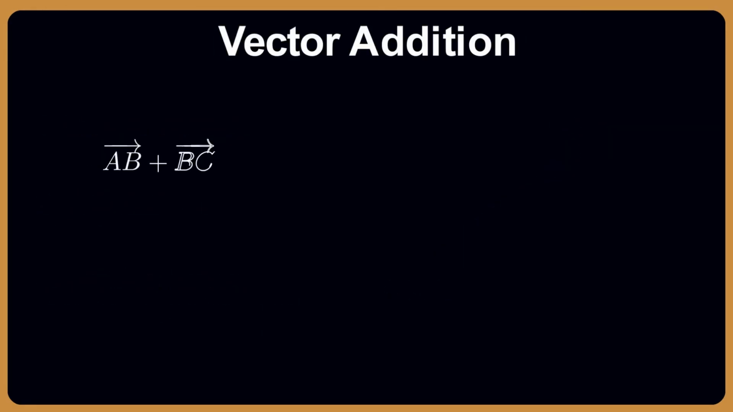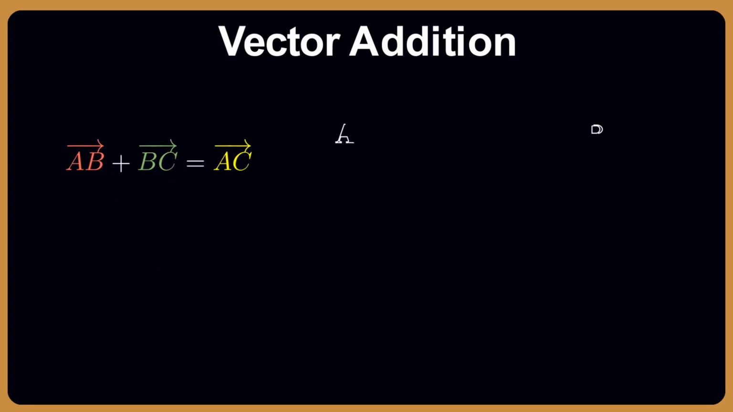Vector addition. Let's take two vectors AB and BC. The requirement to add these two vectors is that the head of the first vector must be equal to the tail of the second vector. The sum is equal to the tail of the first vector joined with the head of the second vector. Therefore, AB plus BC equals AC.